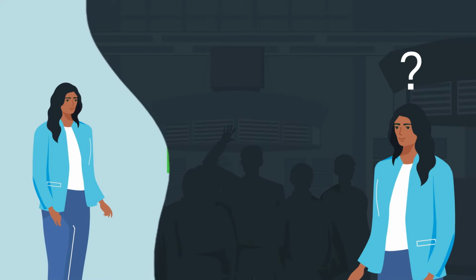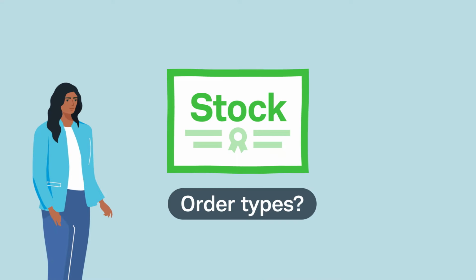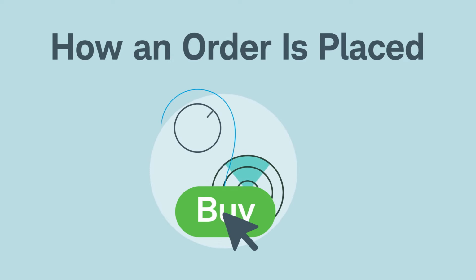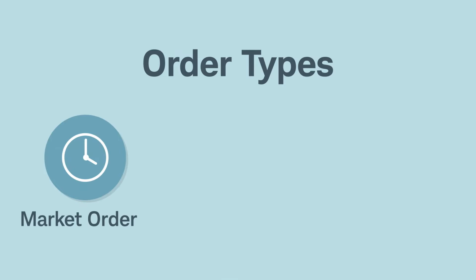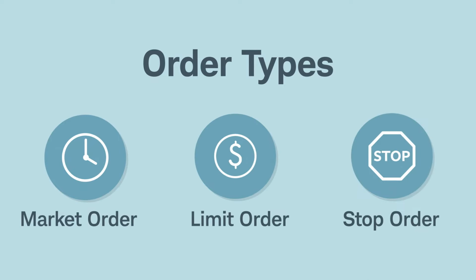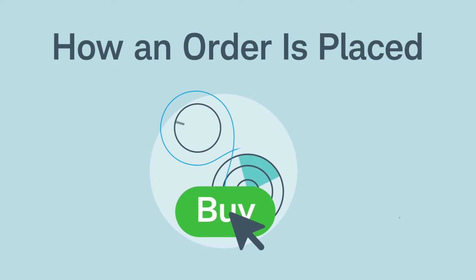You don't need to know the complicated jargon or hand signals traders used to use on the floor of the New York Stock Exchange, but you should understand the basic order types and how they affect your trade. Let's focus on the basics of how an order is placed. Then, 3 common order types: market orders, limit orders, and stop orders. First up, how an order is placed.